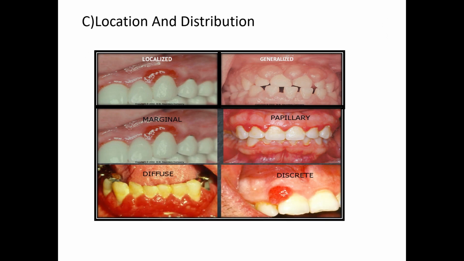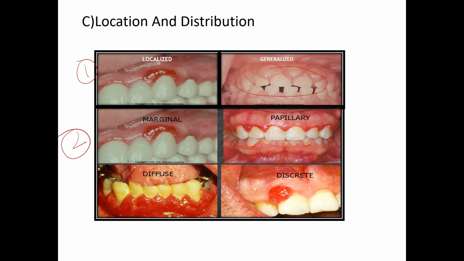Third basis is upon the location and distribution. First is localized and generalized. Localized when the enlargement is restricted to only one, two, or some group of teeth, and generalized when it occurs in the whole mouth. So in localized, basically when 30% or less than 30% of present cells are affected by the enlargement, then it is said to be localized enlargement. Generalized when the whole mouth is involved.